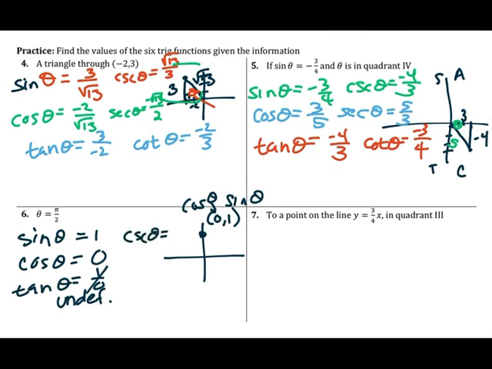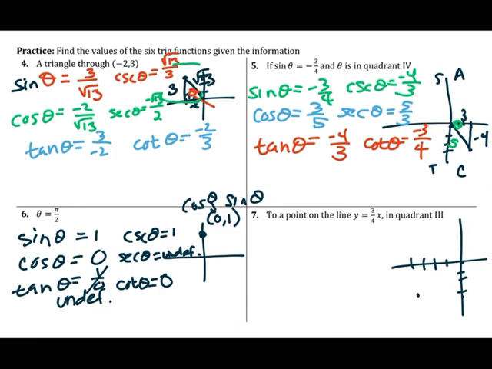Cosecant of theta, the reciprocal of 1 is 1. Secant of theta is the reciprocal of cosine. That's going to be undefined also because I can't take the reciprocal of 0. Cotangent, the reciprocal of 1 over 0 would be 0 over 1. I can take that reciprocal. That's just going to be 0.